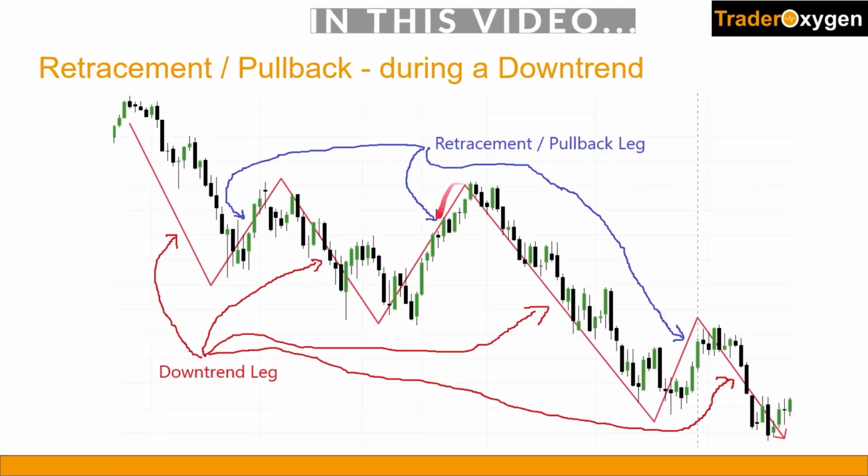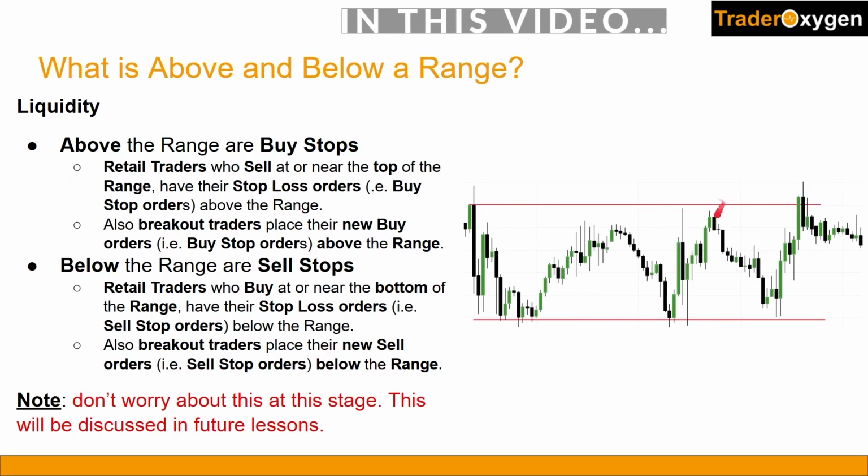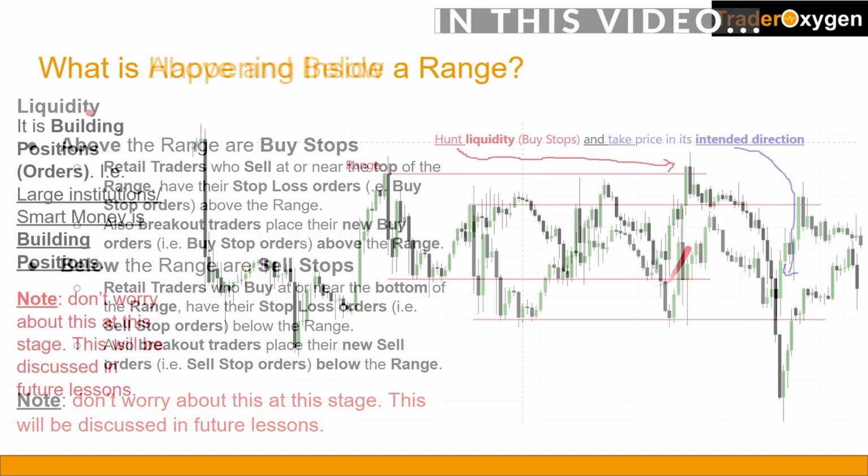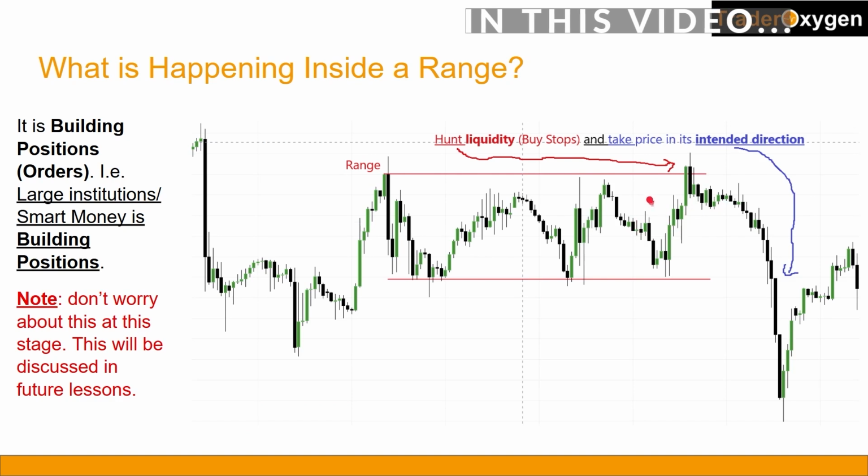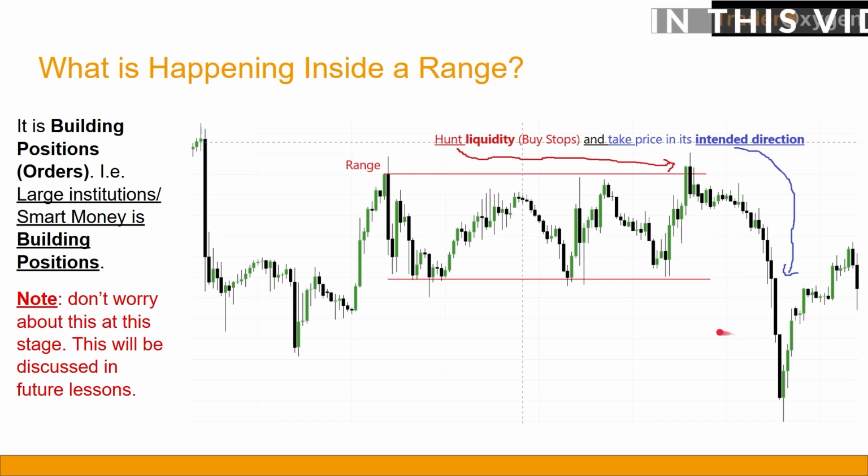Get a premium price and sell above the range. You've got stop losses, which are buy stops. That is known as liquidity for smart money. That is what large banks and institutions need. It's known as a liquidity hunt. So the smart money grabs liquidity. That means they sell into those buy stops and then they will take the price in their intended direction.